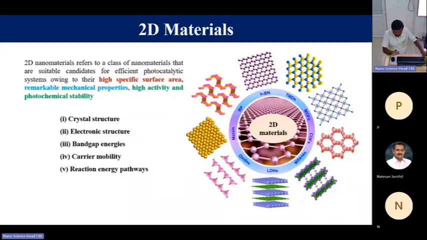Okay, in 3 dimension, there is no confinement. Confinement means restriction. The electron movement is not at all restricted. Okay, 2 dimension. What is 2 dimension? If you just take a paper, A4 size paper, that has a length, again the width. Compared to this length and width, the thickness is negligible. That is what is called a 2-dimensional material.